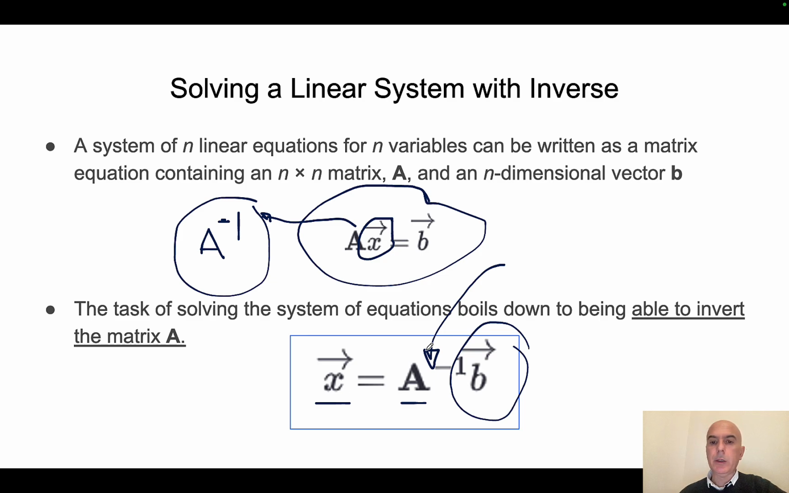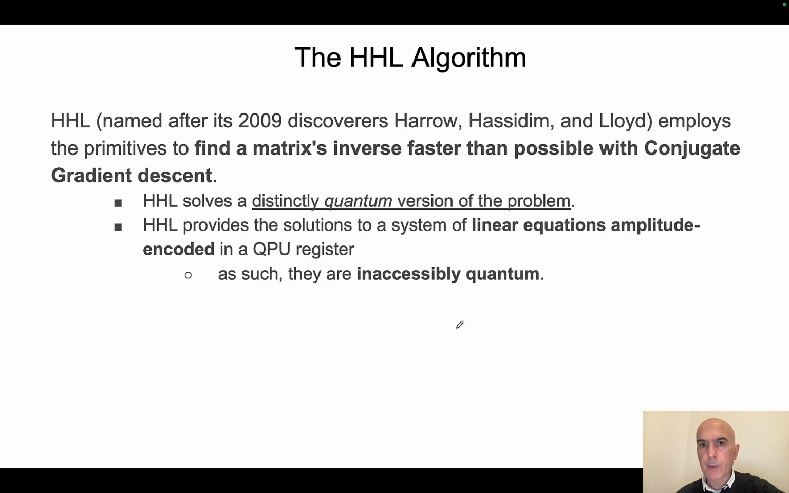So when we want to solve a linear system, we are going to look for a way to calculate A to the minus 1. And that's what the quantum algorithm is going to do. This lecture focuses on the quantum version of a linear solver that goes under the name of HHL, from the names of the people who discovered this algorithm. HHL stands for Harrow, Hassidim, and Lloyd, the scientists who introduced this algorithm.